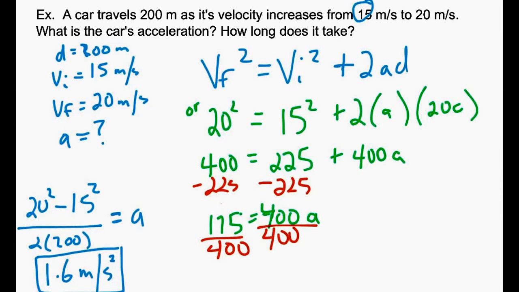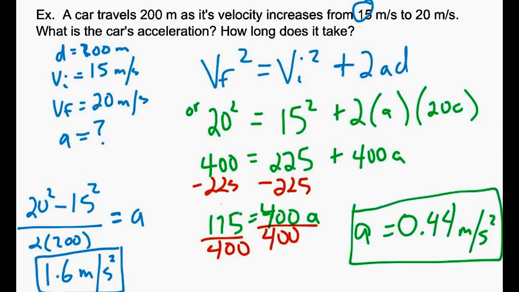So when we do that, we get the wrong answer. What did I do wrong? Let me just double check. So we got 20 squared minus 15 squared is 175, divided by 400 equals 0.43. Okay, so I think that is the right answer. So with 2 digits, we'll round it to 0.44 meters per second squared.